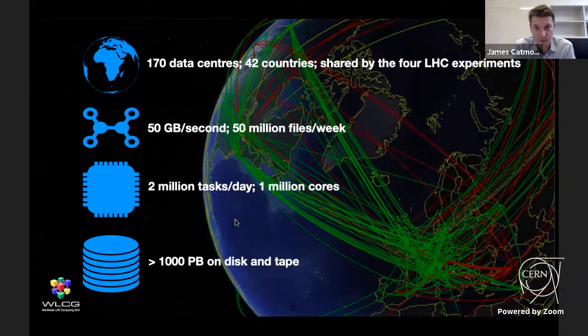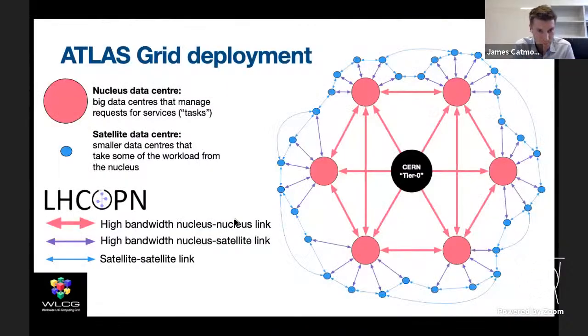It's shared by the four LHC experiments. It can transfer up to 50 gigabytes a second, which equates to around 50 million files per week. In terms of how much computation it can do, it can process 2 million computational tasks a day on average, and it has 1 million computer cores. And in terms of storage, it has more than 1,000 petabytes, or as we call it, an exabyte of storage available on disk and tape, which is spread out across all of those data centers.